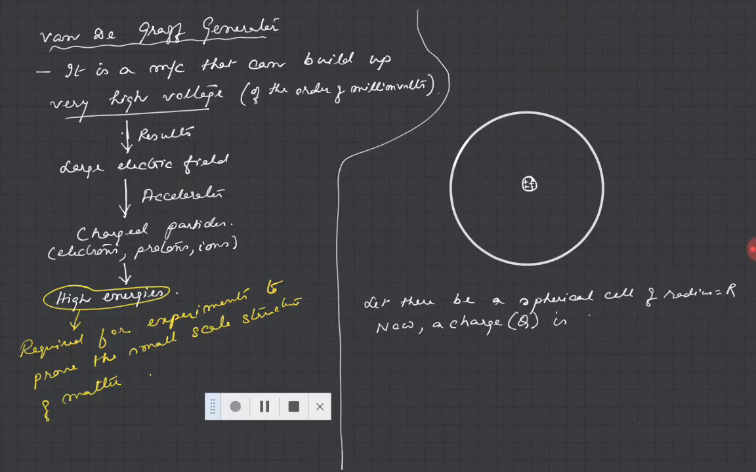The field outside of the sphere is just that of the point charge capital Q placed at the center, while the field inside the sphere vanishes.